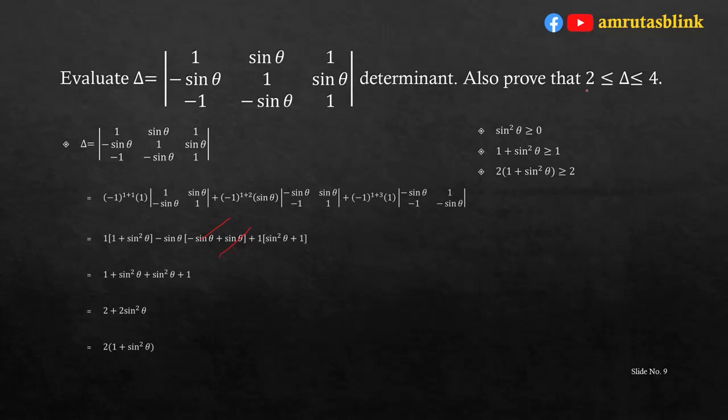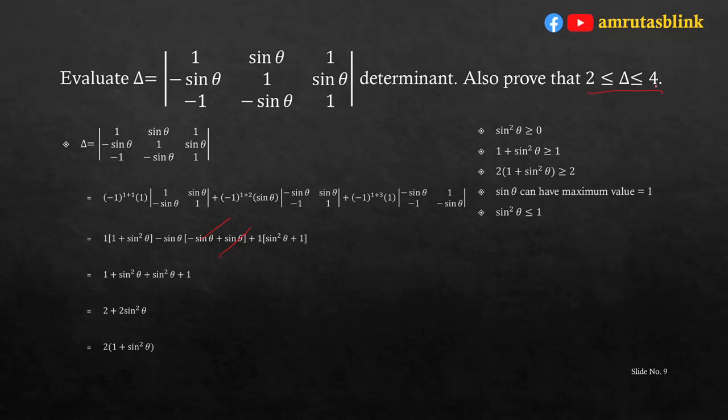So, what we need to prove is 2 less than equal to delta less than equal to 4. Initial part we have proven, that is delta is greater than or equal to 2. But we also know that maximum value of sin theta is 1. Hence, sin square theta will always be less than or equal to 1, because maximum value of sin theta is 1. So, 1 square is always equal to 1.